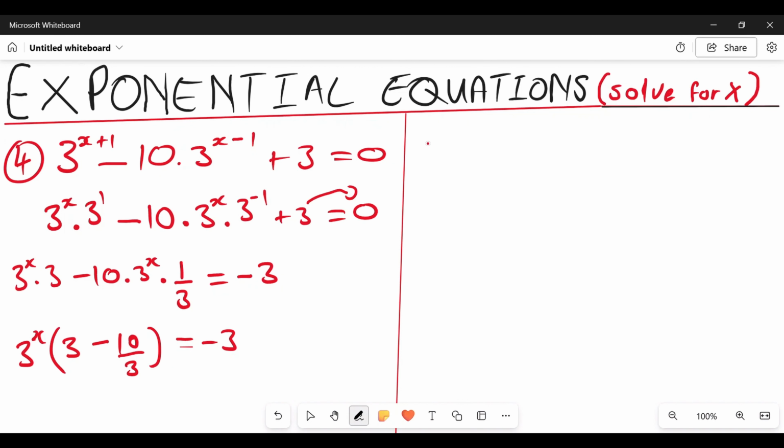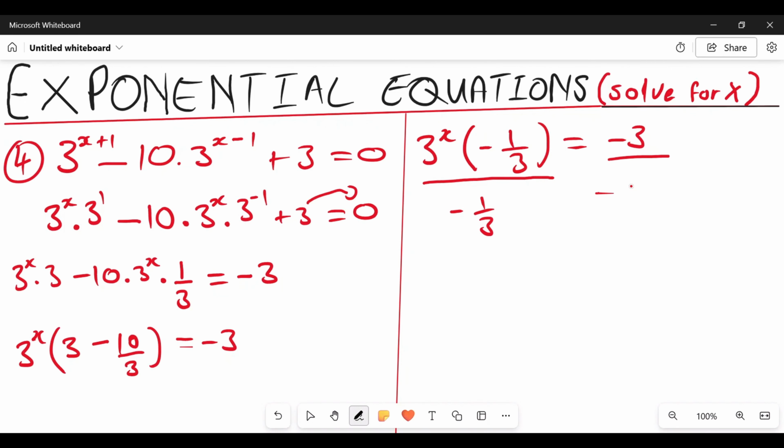Now, when you continue here, we're going to have 3 to the power of x. Now, if you put everything inside the bracket, then on the calculator, we'll have negative 1 over 3 equaling to negative 3. There we go. But what we want here is to be left with only 3 to the power of x on the left hand side. So we have to divide by this negative 1 over 3, both sides, guys. Negative 1 over 3. If we do that, they're going to divide each other. You're going to be left with only 3 to the power of x there. And then this side here, you're going to be left with positive 9.